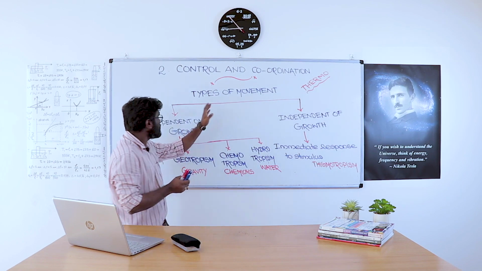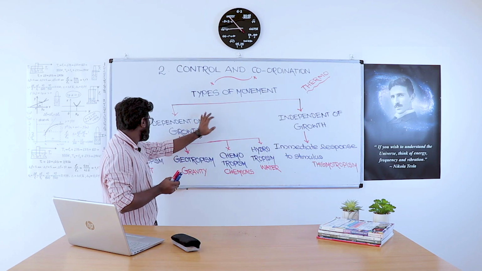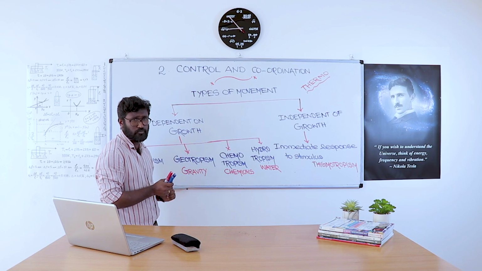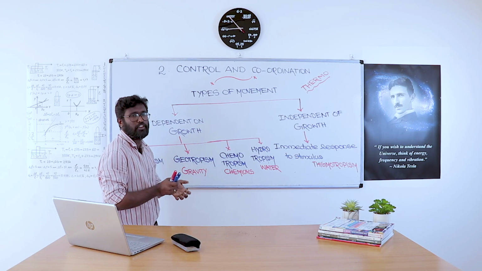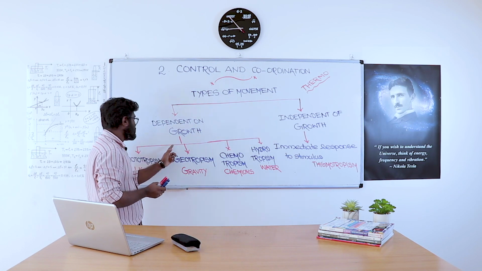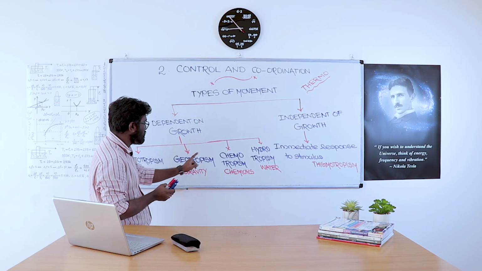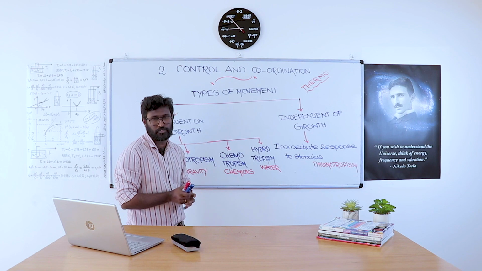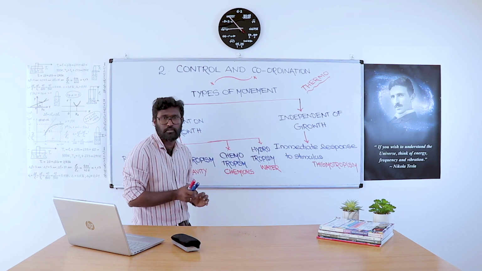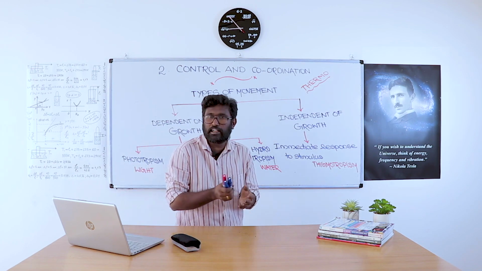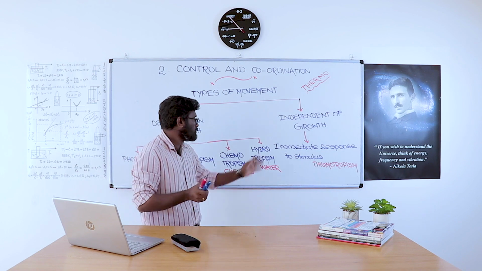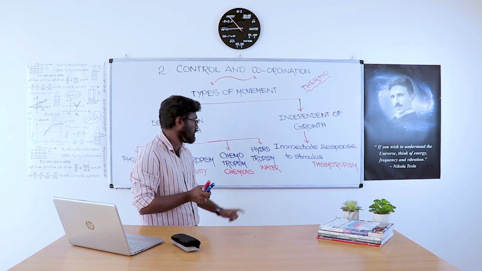So the types of movement are of two types. The first one is dependent on growth. In the case of dependent on growth, there are four cases: phototropism, geotropism, chemotropism, and hydrotropism. Hydrotropism is simply related to water, as hydro is a term related to water.